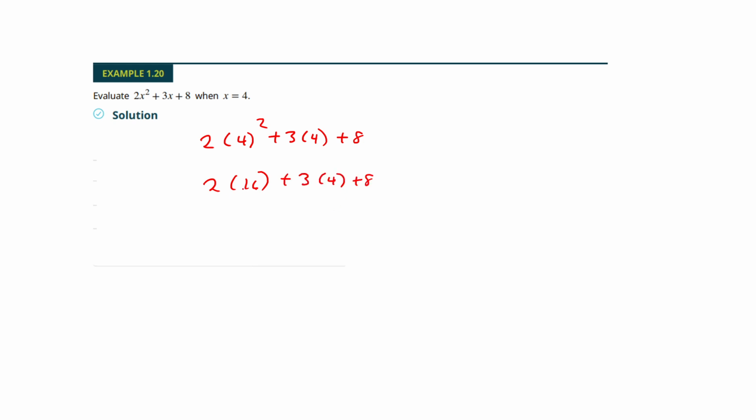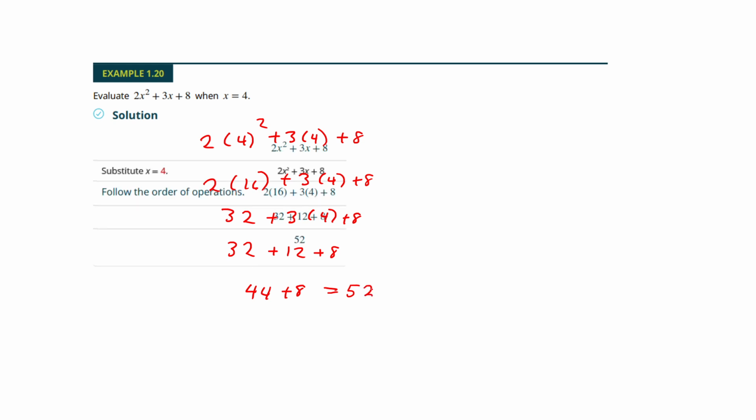Okay, now we've got multiplication even though the dot isn't there. When they're sitting next to each other, that's multiplication. So we're going to go left to right. So I'm going to do this one. Okay, now I'm going to do this multiplication. So I've got 32 plus 12 plus 8. Now addition's tied. I'm going to go left to right and get 44 plus 8. Add these up. Get 52.